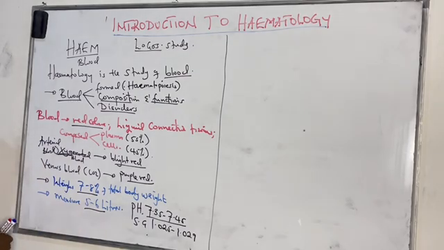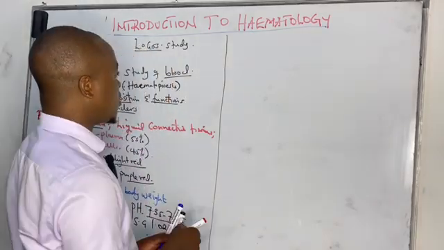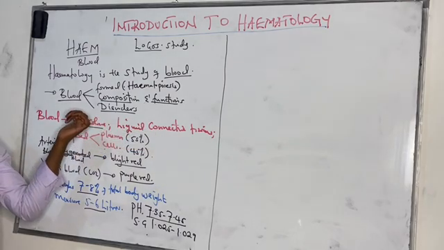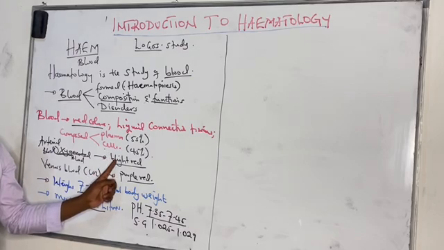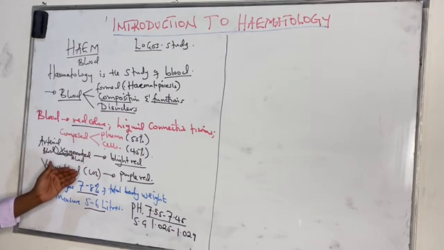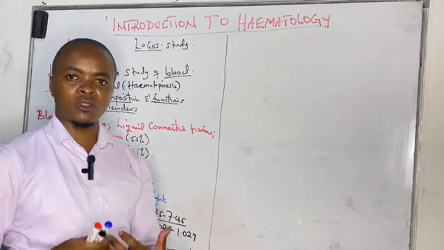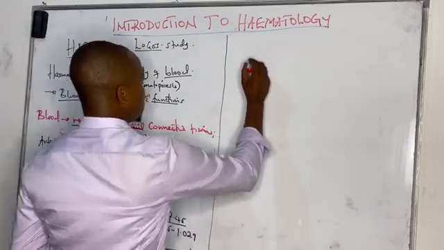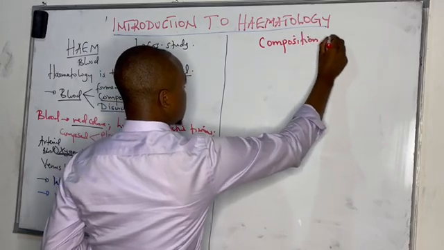After knowing this, now we want to see the composition of blood. We have seen that blood is liquid connective tissue which is red in color, composed of plasma and cells. Then we have seen the color in both arterial and venous, and the body weight, liters, pH, and specific gravity. So now we want to talk about the composition. What do we find in this blood? So the subheading is composition of blood.